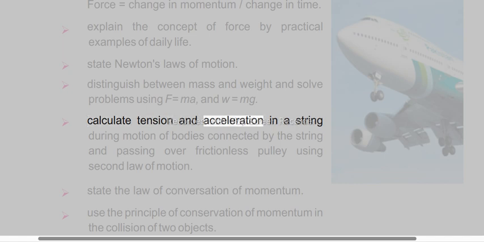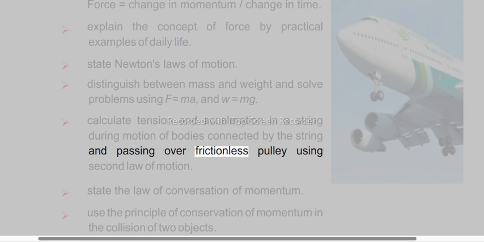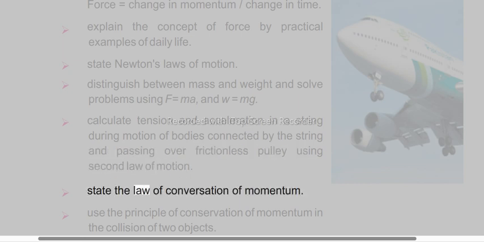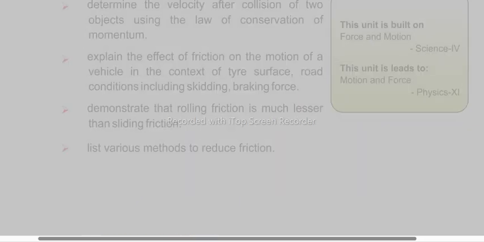Calculate tension and acceleration in a string during motion of bodies connected by the string and passing over a frictionless pulley using the second law of motion. State the law of conservation of momentum. Use the principle of conservation of momentum in the collision of two objects. Determine the velocity after collision of two objects using the law of conservation of momentum.